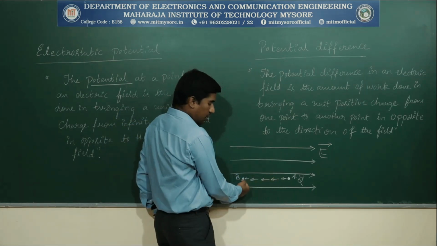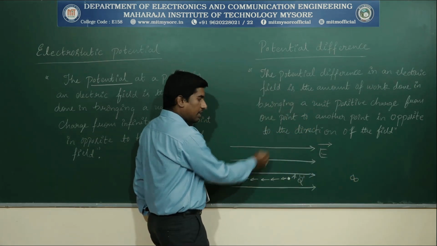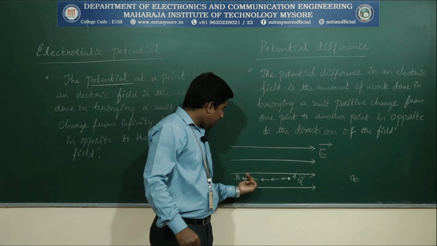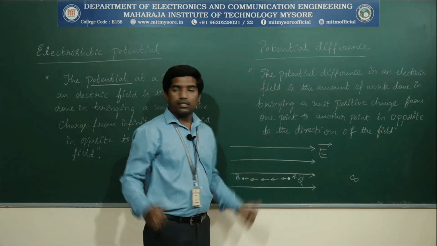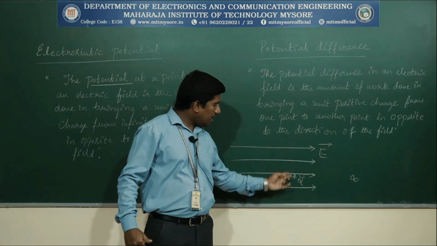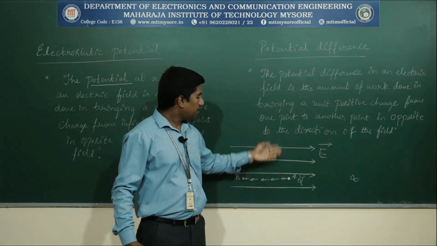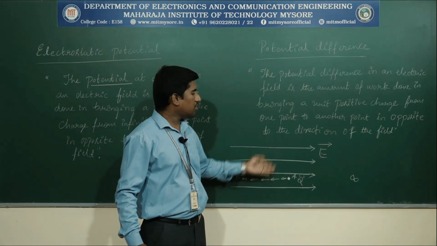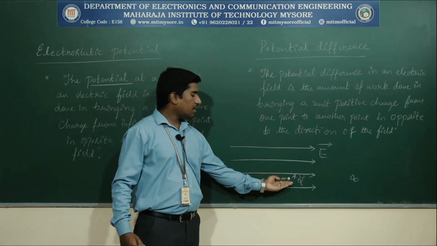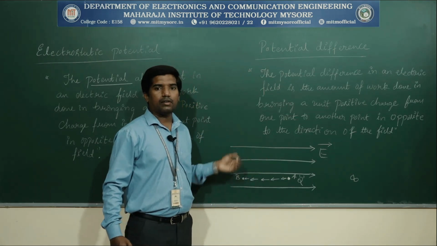So, moving a unit positive charge from infinity to a particular point in an electric field is called electrostatic potential. From a point in an electric field to another point in the same electric field, it is called potential difference. We know that there are two potential differences within the given electric field. So we can assume it as going from lower electric field intensity to higher electric field intensity, lower potential to higher potential. We can call it like that.